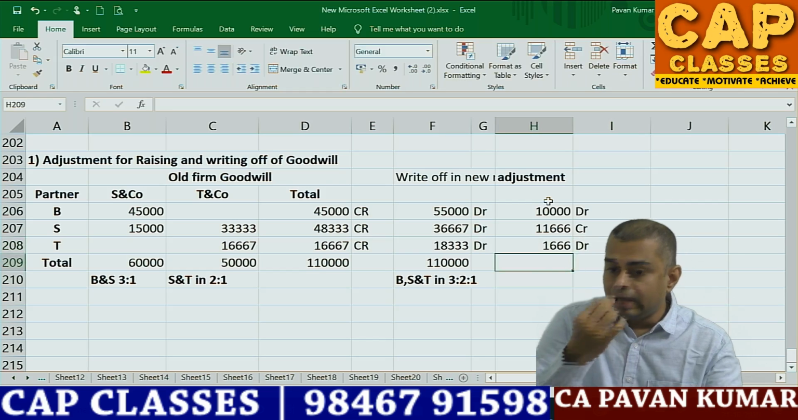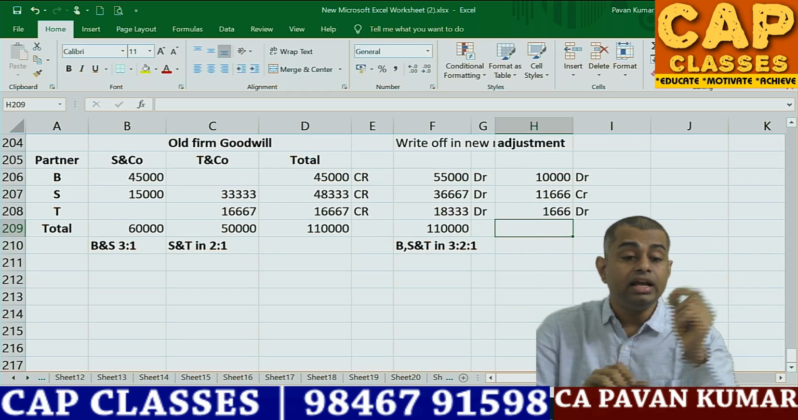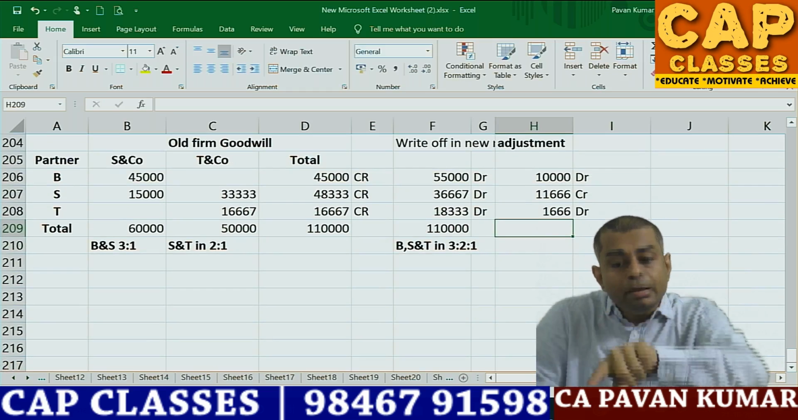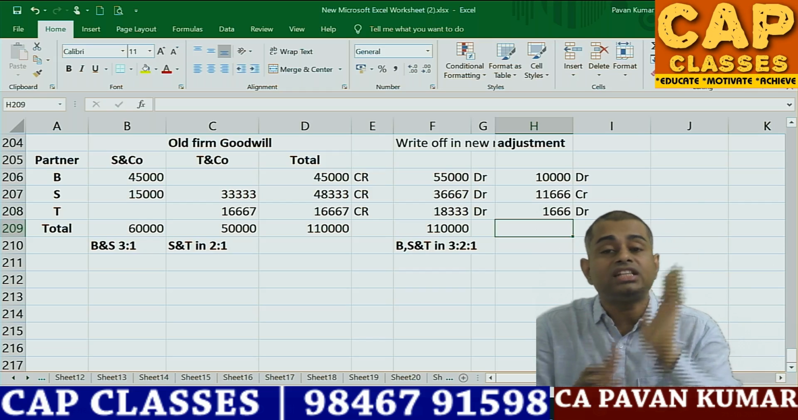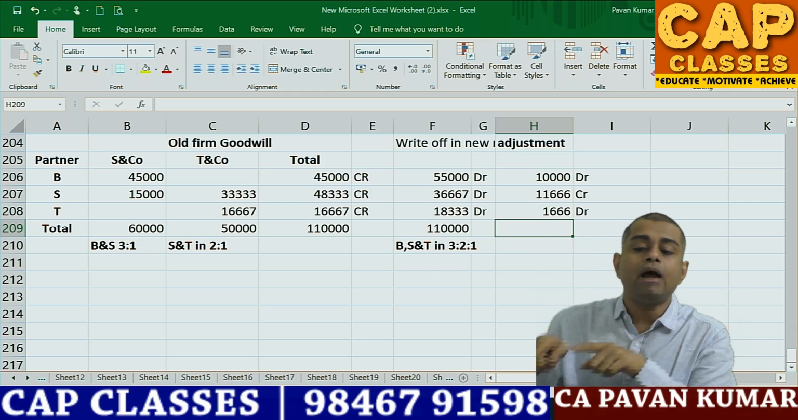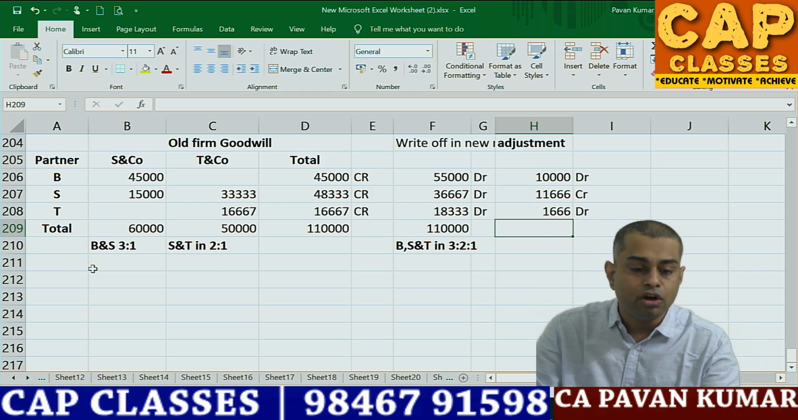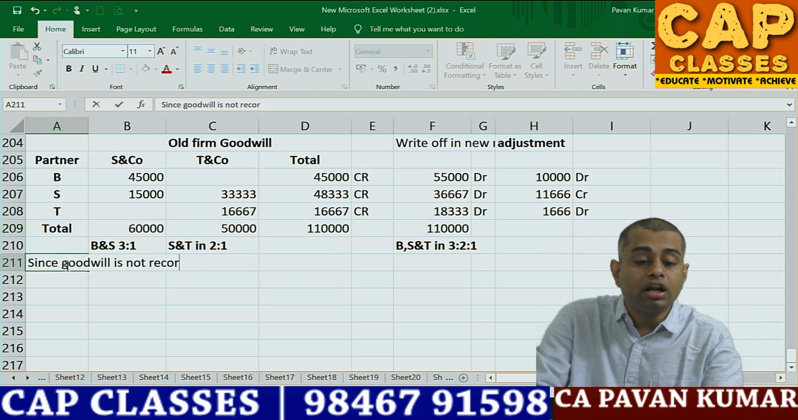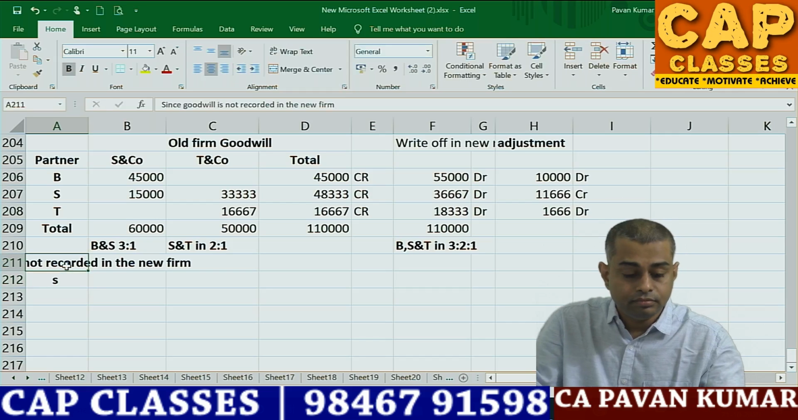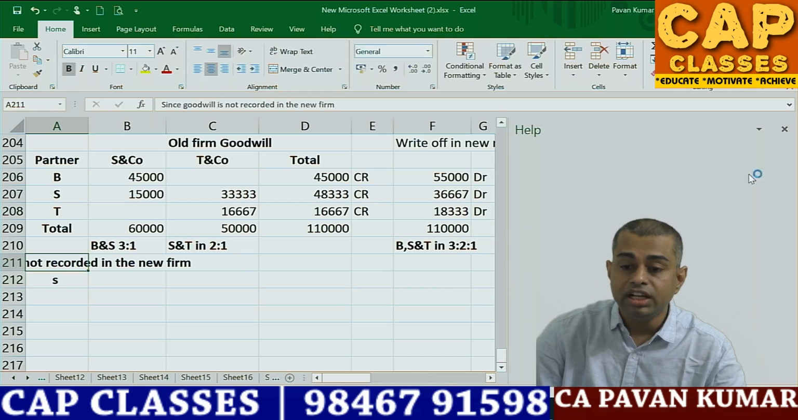That means debit. Debit. Now what will be the journal entry? If you know how to write the journal entry, B's capital account debit 10,000, T's capital account debit 1,666 to S capital account 11,666. That's all. This is adjustment for goodwill. Since goodwill is not recorded in the new firm's books.